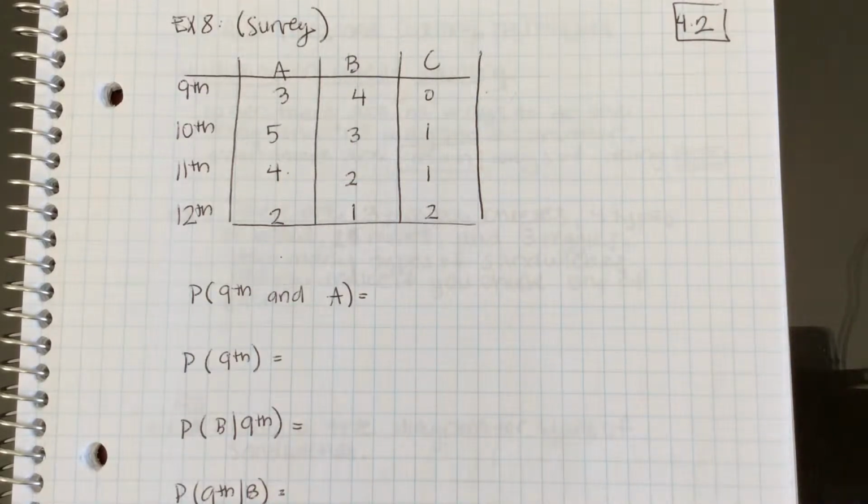Hey guys, welcome to our last example for 4.2, example 8. Let's say you're given a survey and you're trying to see what grades some of the kids have in their current math class, and here's what you get. I'm going to do quite a few probabilities here using both sample space and addition and multiplication rules. I will use the method that I see as easiest first.